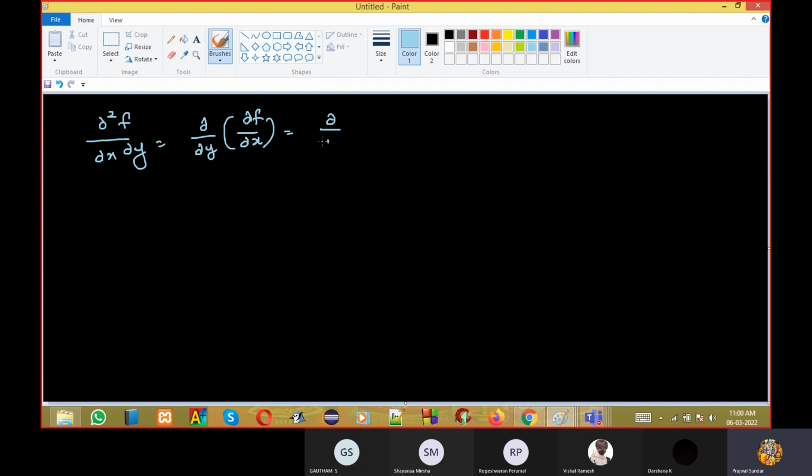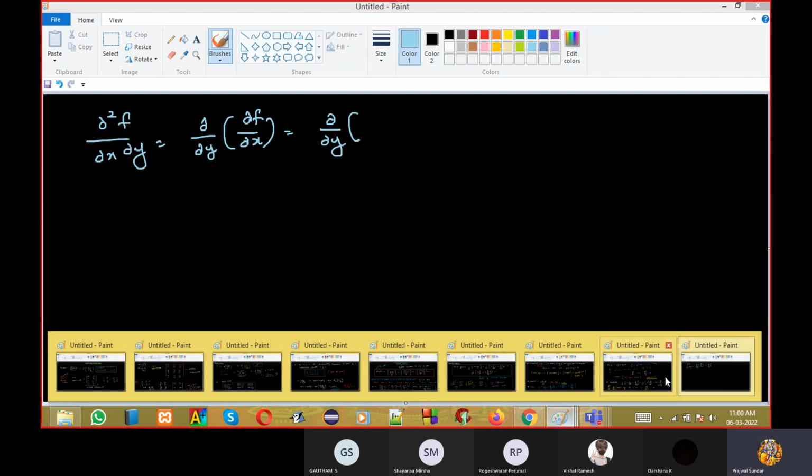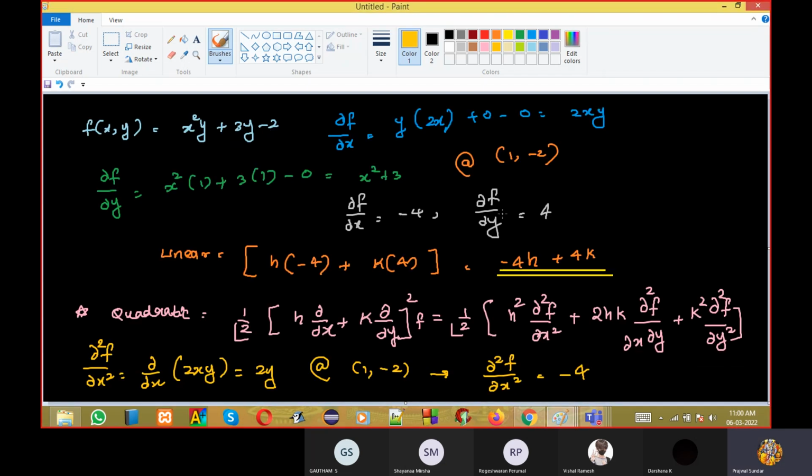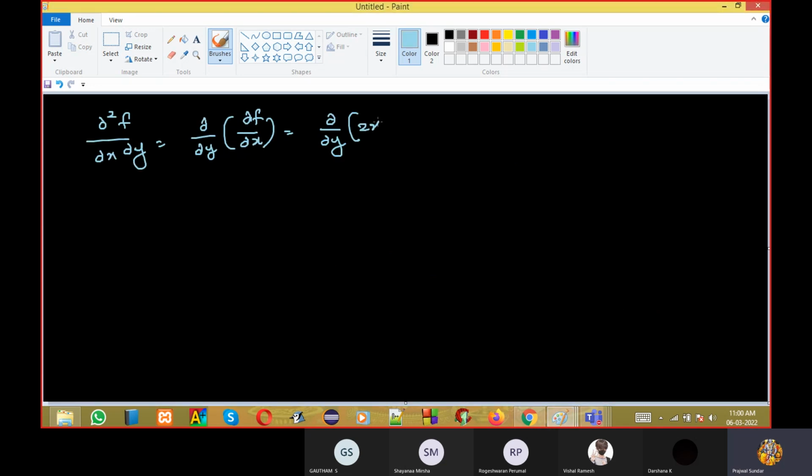So what is ∂f/∂x? It will be 2xy. At (1, -2), it will be 2x, which gives 2 times 1 times minus 2. Then what is ∂²f/∂y²?